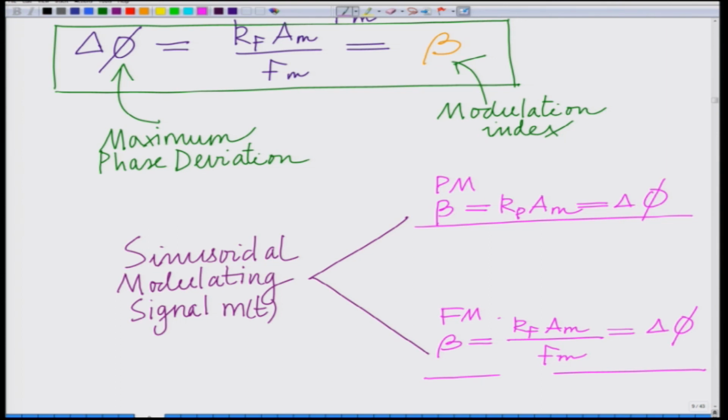Alright. So, we have considered both phase modulation and frequency modulation with a sinusoidal modulating signal, and we have derived the modulation index beta, the maximum frequency deviation, and also the maximum phase deviation for both the scenarios, and also the modulated signal. Okay. So, now what I would like to do is demonstrate a pictorial example of frequency and phase modulated signals.